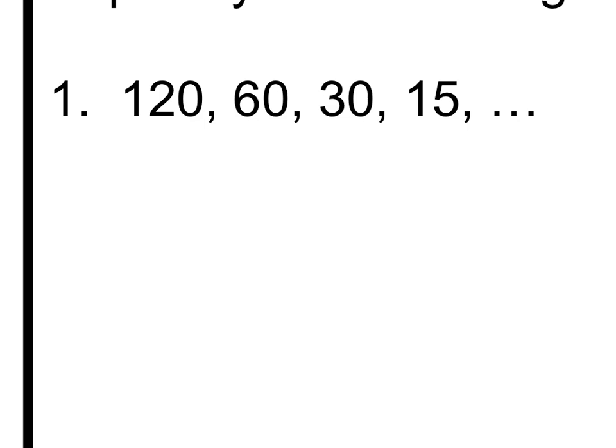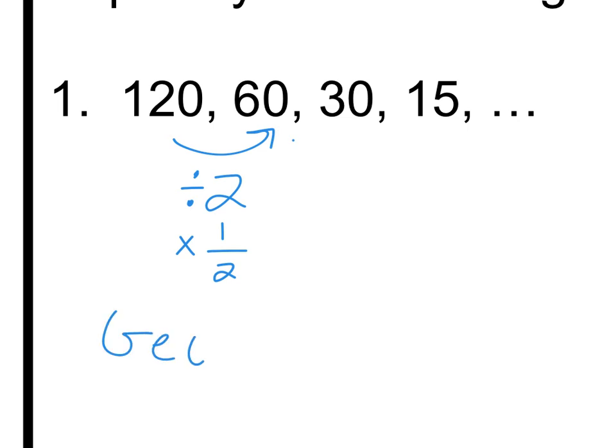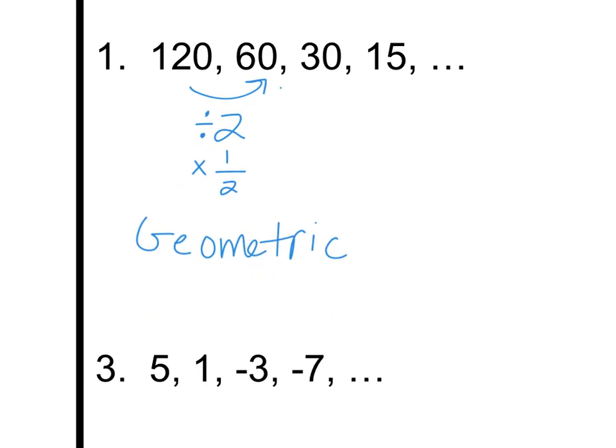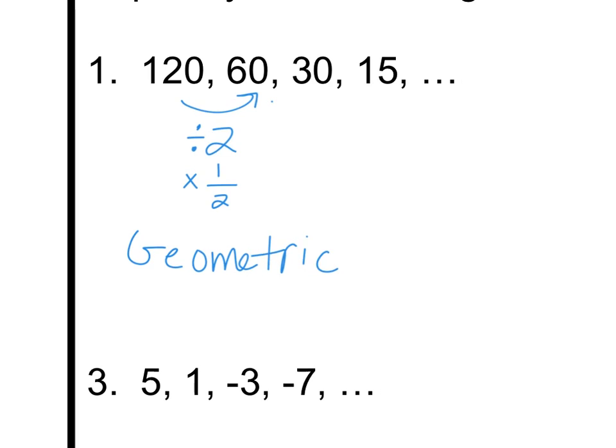Jackson, what's it doing? It's dividing by 2, which is the same thing as multiplying by what? Yes, so it's the same thing as multiplying by a half. And so this is geometric because it has a common difference of 1/2.